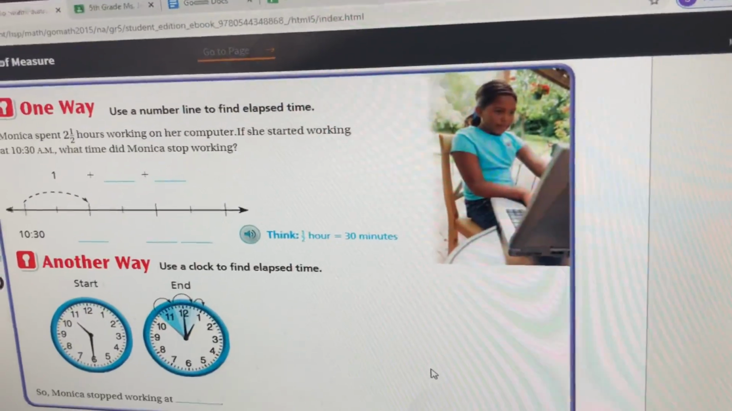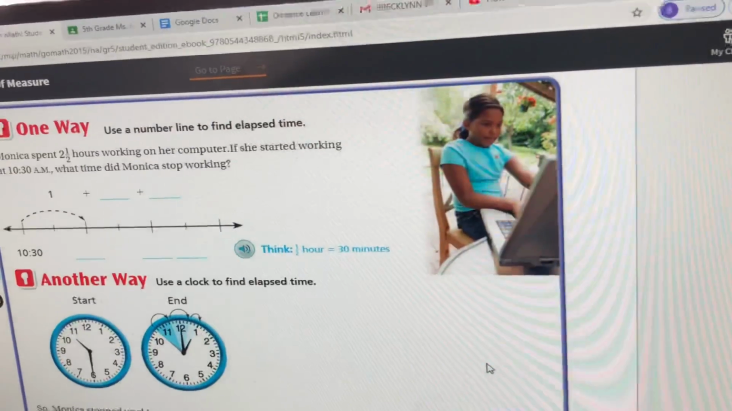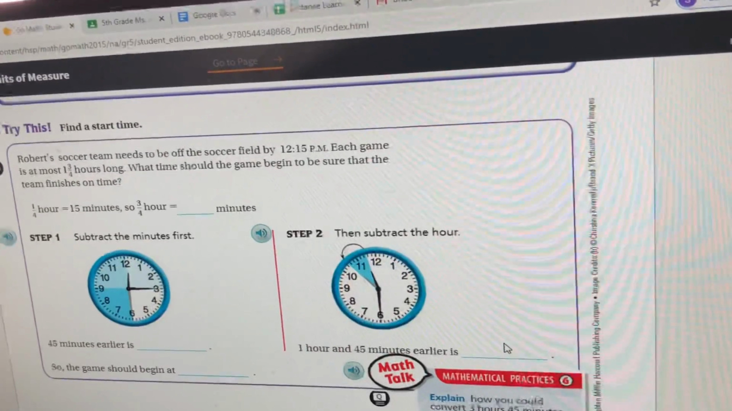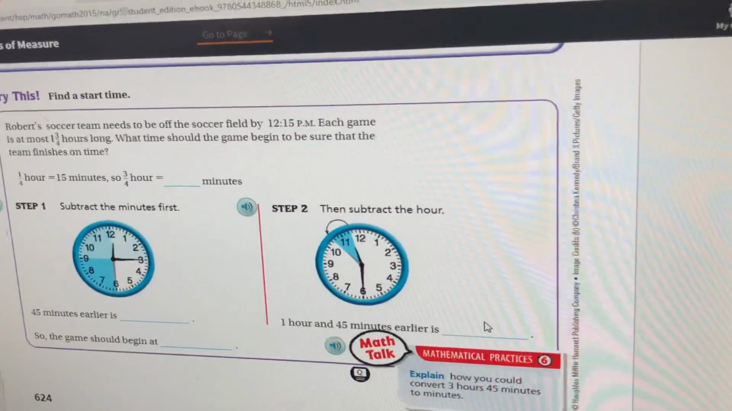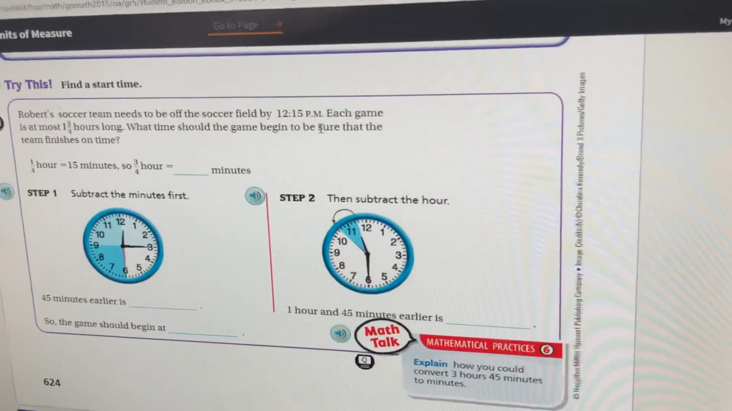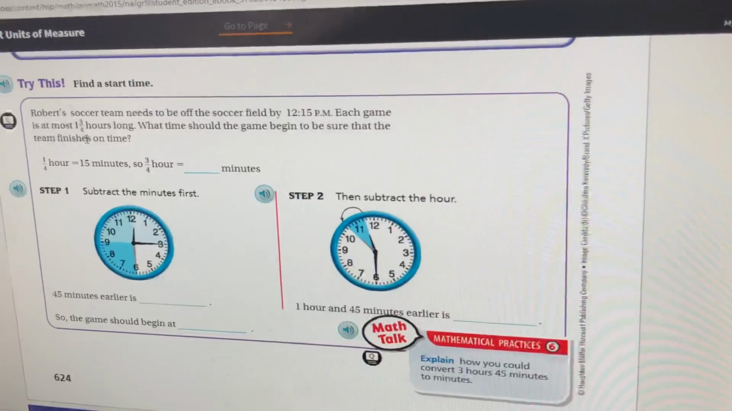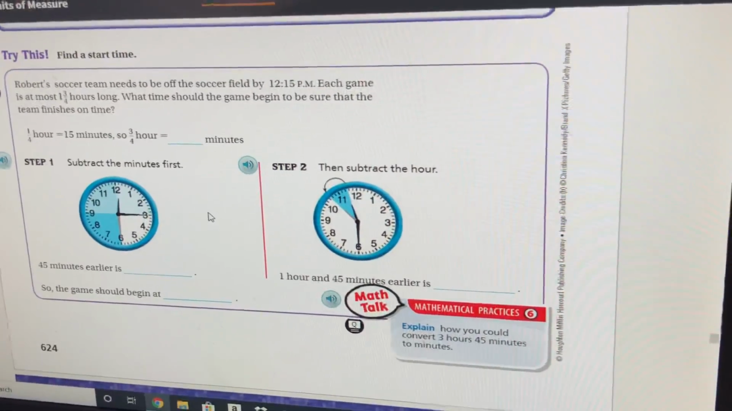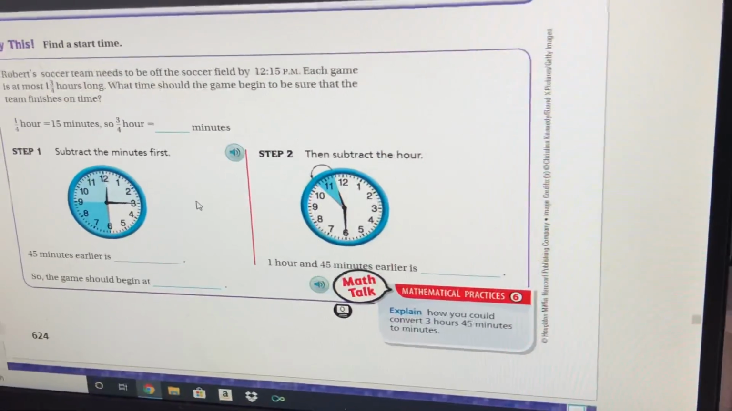Reading the problem carefully would be the biggest challenge, I think, since you saw me just make a mistake reading it backwards. Okay, finding a start time. This is the count backwards problem. They need to be done by 12:15. Okay, the game is 1 3/4 hours long. So what time should the game begin to be sure that the team finishes on time? You're going to have to count backwards from 12:15.